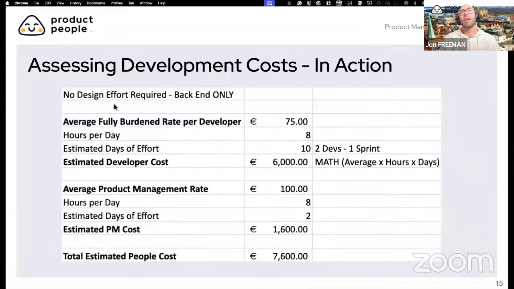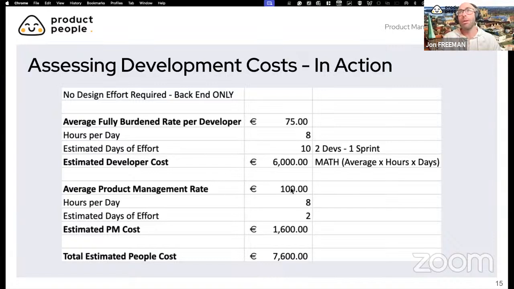So in action, right? Let's say in this example, no design, this is back end only. And this company, the average fully burdened rate for developers is 75 euros, 8 hours a day they're going to be working, right? The effort that you're estimating for this particular initiative is about 10 days worth. Okay, cool. It's going to cost us 6 grand in development time in this particular example, right? 2 devs, 1 sprint.